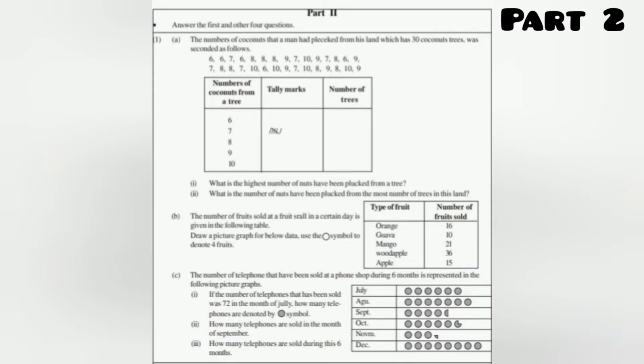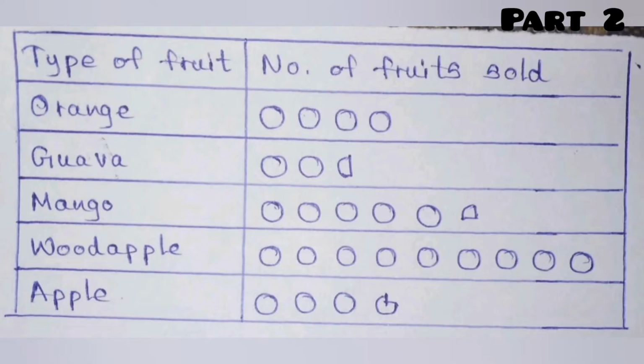First question, B part. The number of fruits sold at a fruit stall on a certain day is given in the following table. You are given some information in the table and then draw a picture graph for the below data. Use the given symbol to denote four fruits. You can draw a picture graph like this by using the given data in the table.